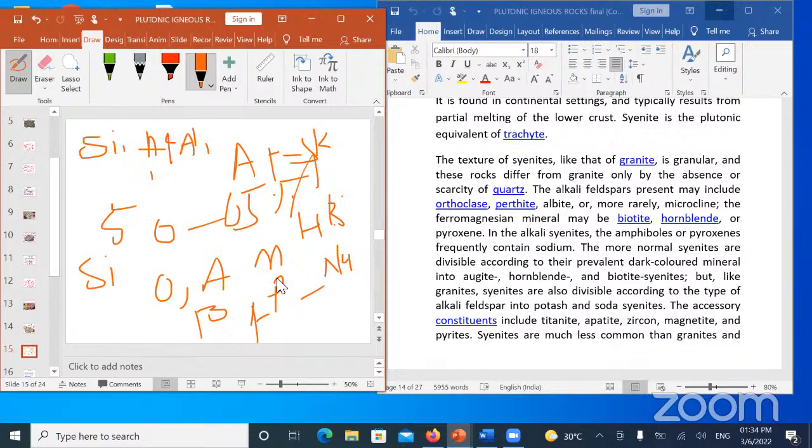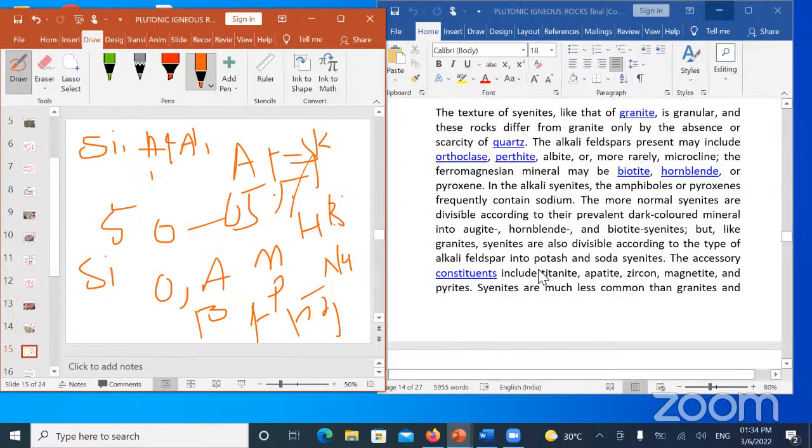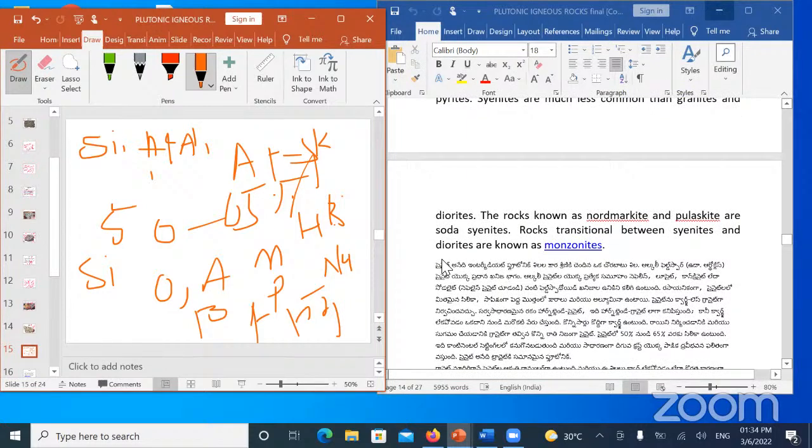So what are the accessory constituents? Those include titanite and apatite, zircon and also magnetite and pyrite. Syenites are much less common than granites and diorite.